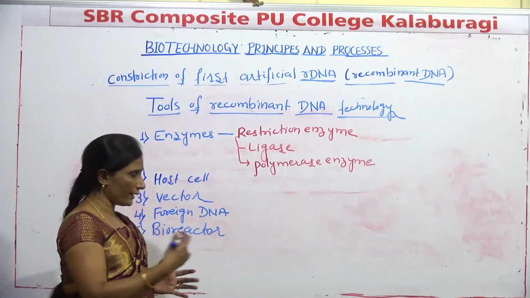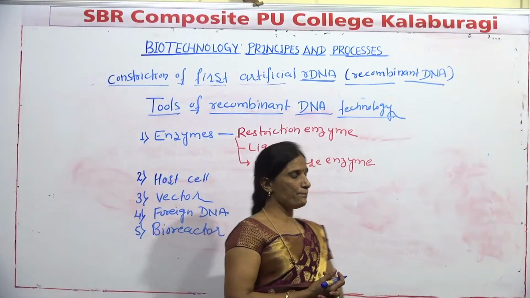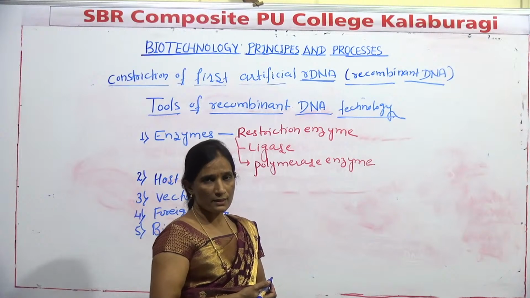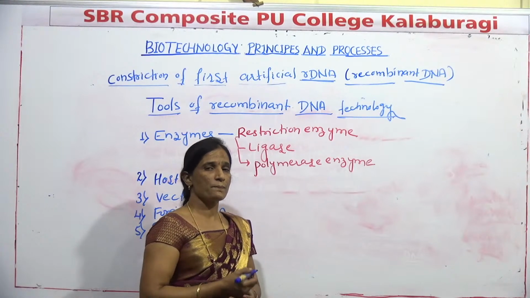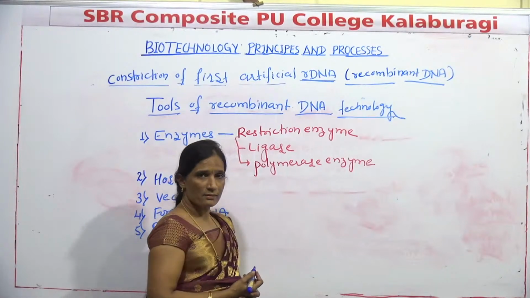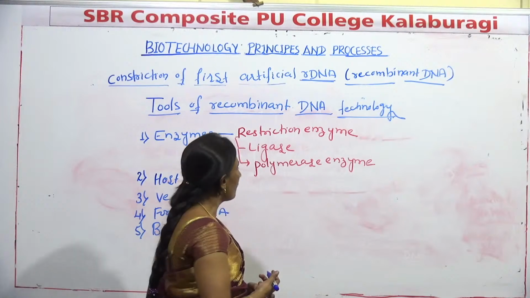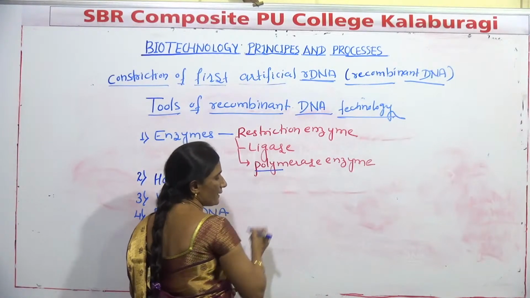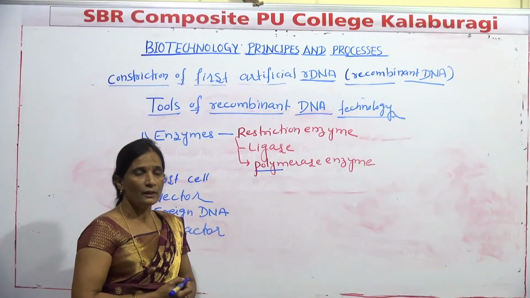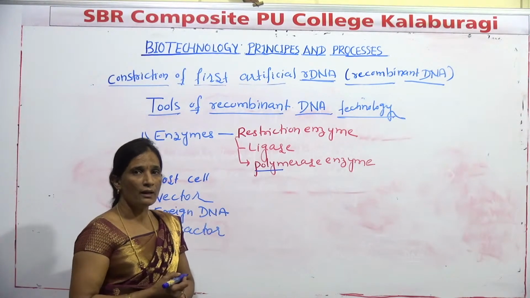Just now I told you, after this we are going to study the restriction enzyme in detail. I already told you it is called the molecular scissor because it cuts the DNA at a specific region or specific point. Second one, ligase. It is required for joining the two cut ends of the DNA. Third is the polymerase enzyme, which is helpful for the polymerization of the DNA or the RNA.